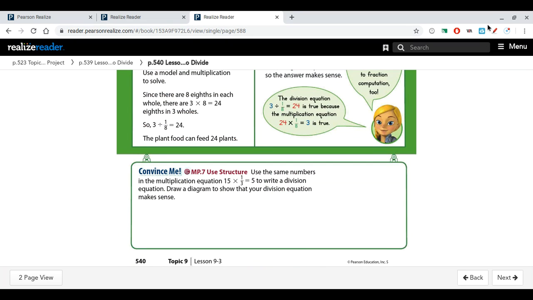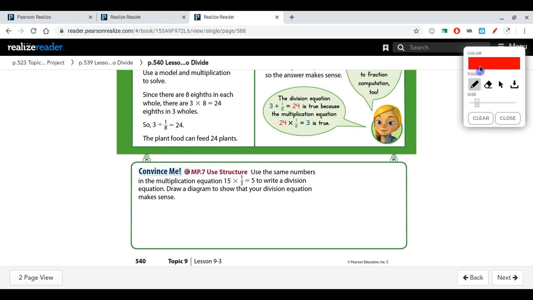It says use the same numbers in the multiplication equation 15 times 1/3 equals 5 to write a division equation. Then draw a diagram to show that your division equation makes sense. So what I would do is take my total here, which was 5, and divide that by 1/3. When I divide that by 1/3, I'm going to get 15.